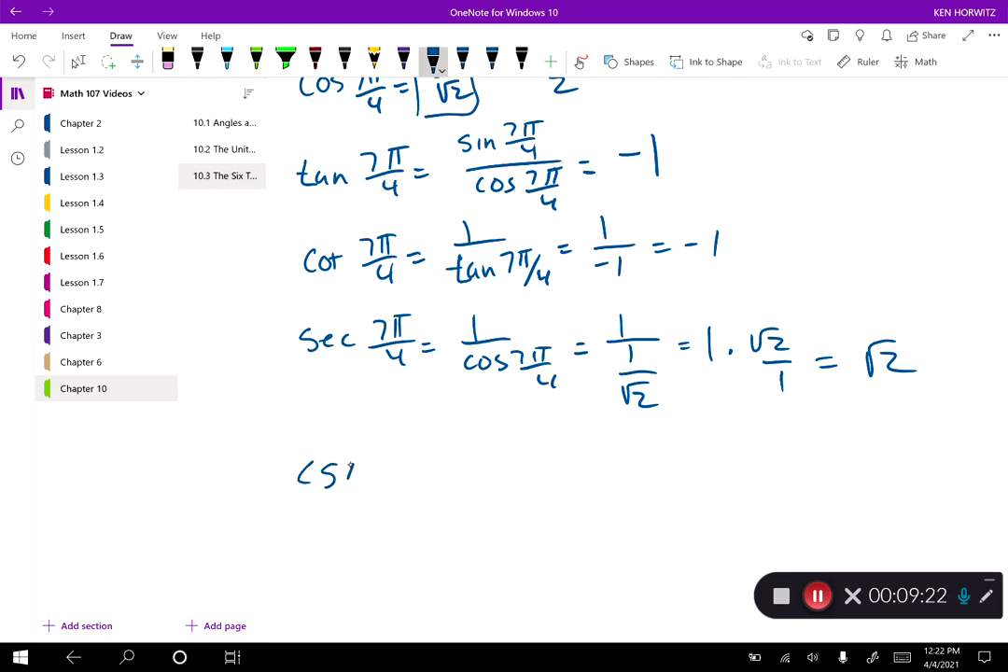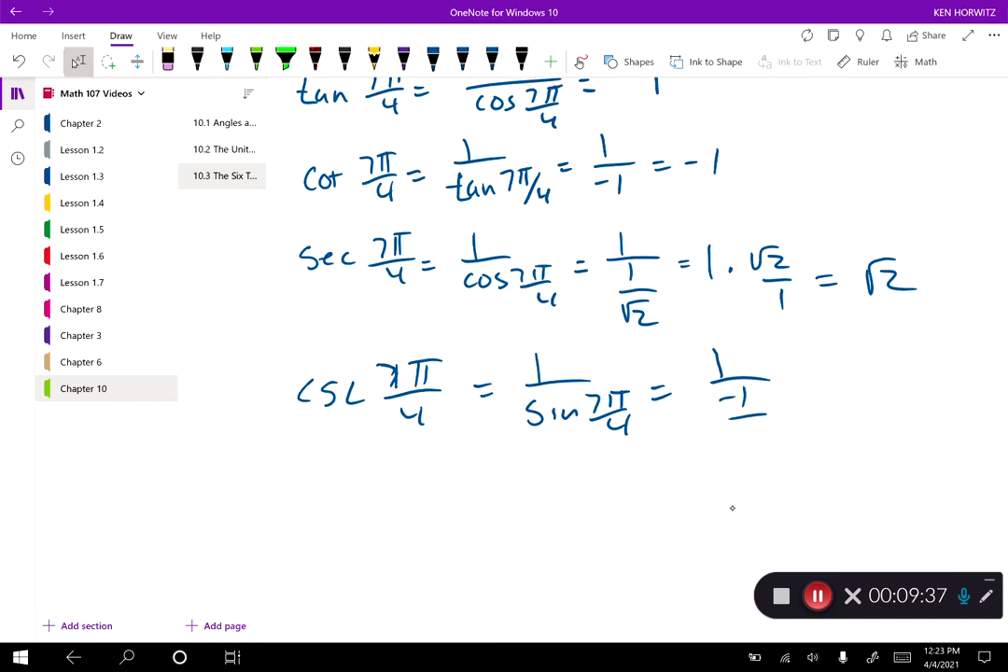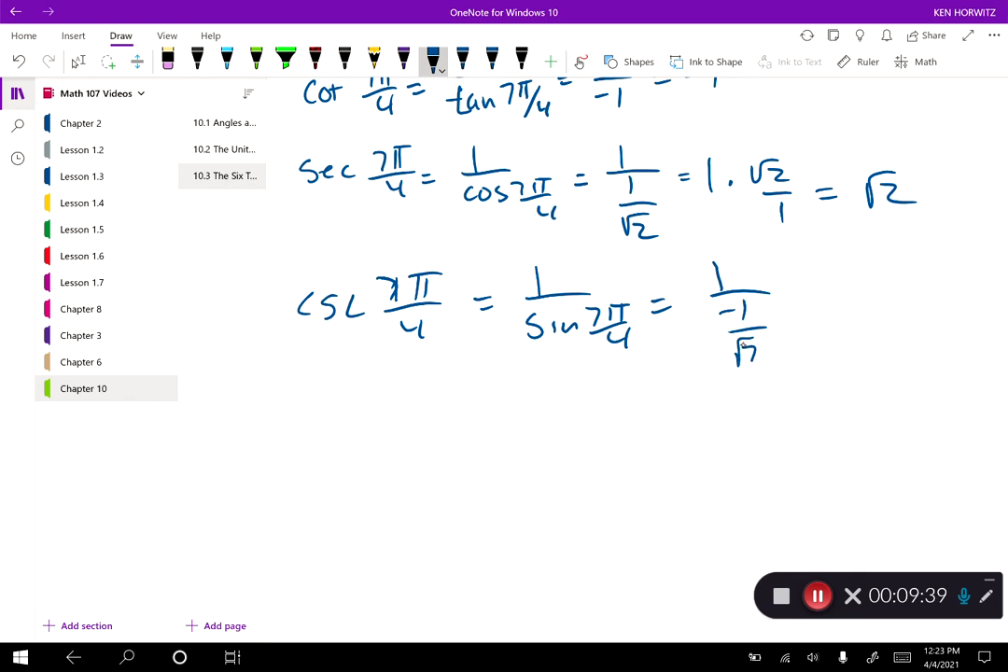So cosecant 7 pi over 4 is the reciprocal of the sine, which equals 1 over negative 1 over radical 2, which equals negative radical 2. And again, you can always do the interim step and check my work. You're always welcome to do that.